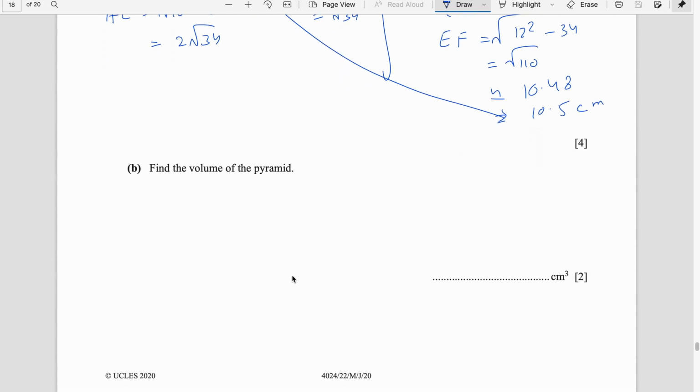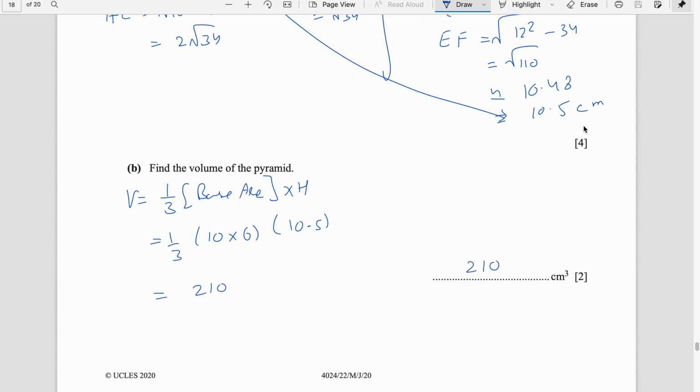Find the volume of the pyramid. Volume is 1 by 3 base area times height. So 1 by 3 base area, it was a rectangle of 10 by 6, and height we just found out, that is 10.5. Use your calculators and you get the answer.